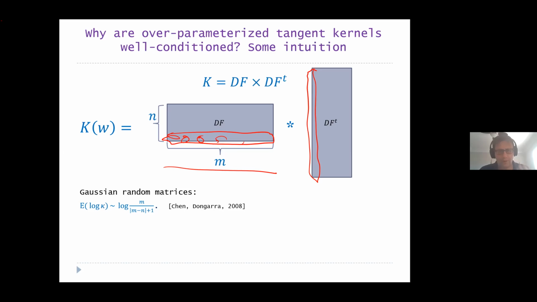And in fact, for Gaussian random matrices, which is not general, since you don't expect arbitrary matrices to be like that, but this is one nice example, there is an explicit formula for the expected value of the condition number. And you can see that when m is larger than n, this becomes 1. It's perfectly conditioned.